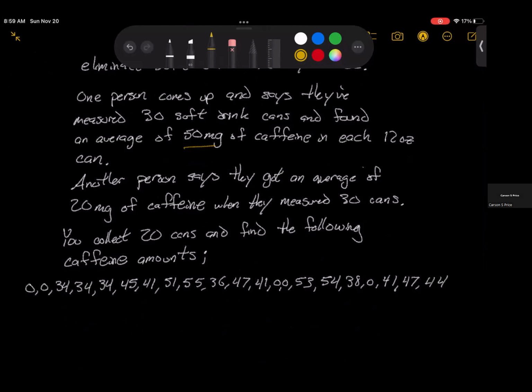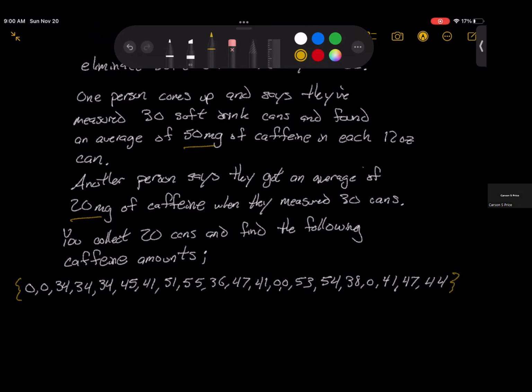Another person says they have an average of 20 milligrams of caffeine when they measured their 30 cans. So we collect 20 cans and we gain the following caffeine amounts. So we don't have 30 cans, we have 20 cans. That's how much data we have.